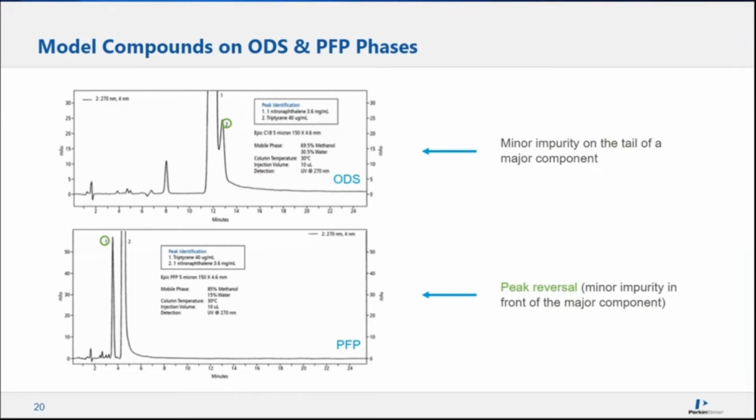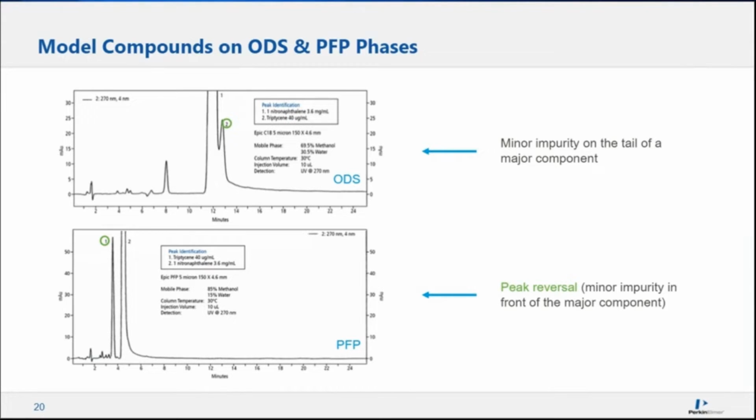For the ODS phase, we have a minor impurity that's on the tail of a major component. The quantitation of this minor impurity can be very difficult on the tail of a major component, as we don't quite know where to draw a baseline for an accurate quantitative result. However, if we utilize the pentafluorophenyl stationary phase, in many cases we can get a reversal of elution order.